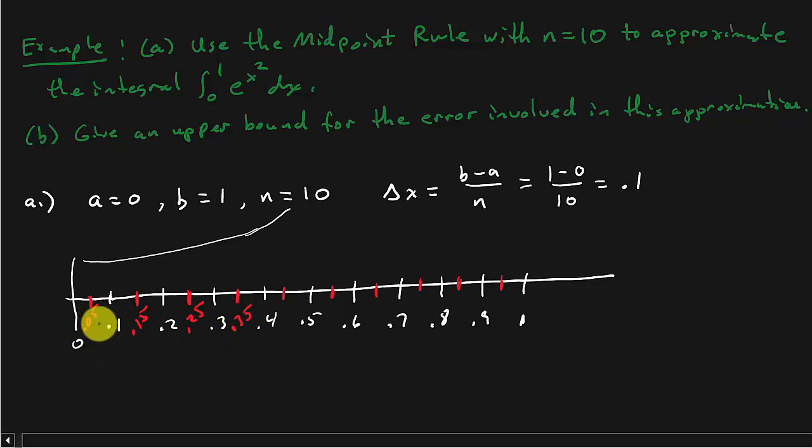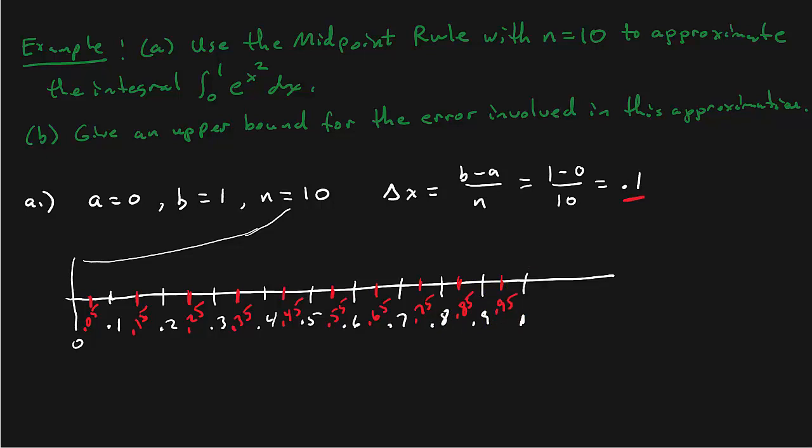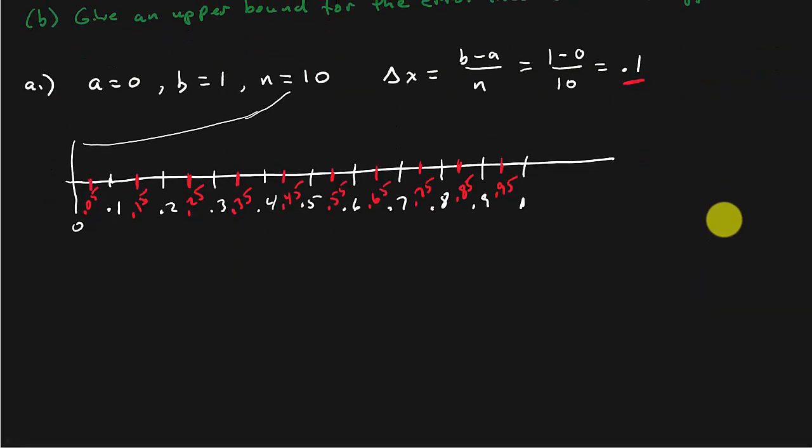0.35. Notice you find that first midpoint, and then you add delta x to it to get the rest of them. See that? 0.45, 0.55, 0.65, 0.75, 0.85, and 0.95. And there you go. So now, just plug everything into the midpoint rule.